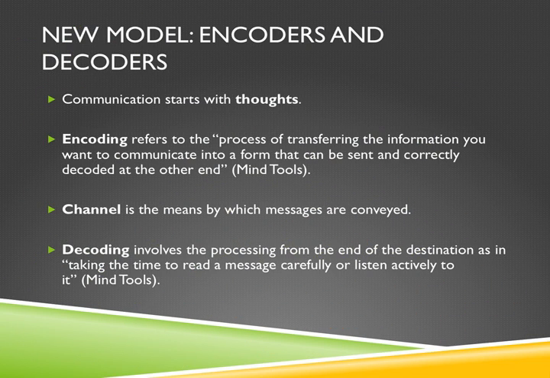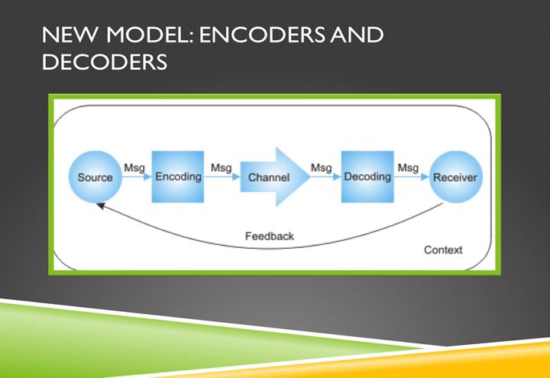New model: encoders and decoders. Communication starts with thoughts. Encoding refers to the process of transferring the information you want to communicate into a form that can be sent and correctly decoded at the other end. Mind Tools. Channel is the means by which messages are conveyed. Decoding involves the processing from the end of the destination, as in taking the time to read a message carefully or listen actively to it. Mind Tools.